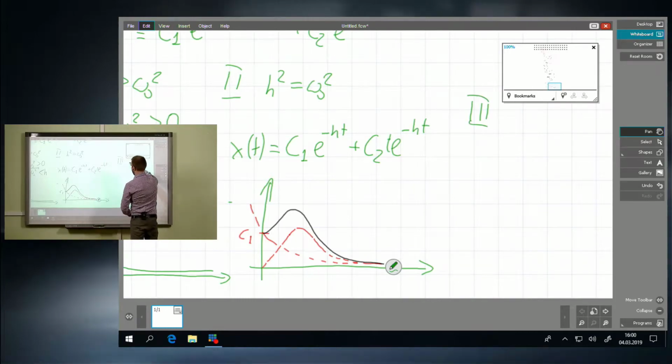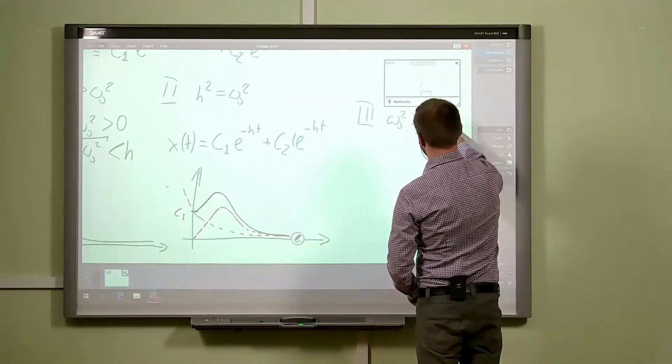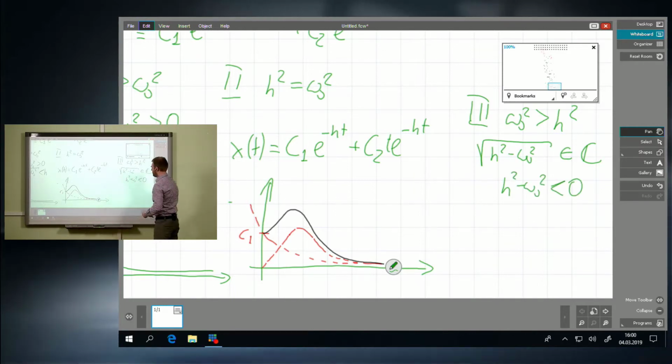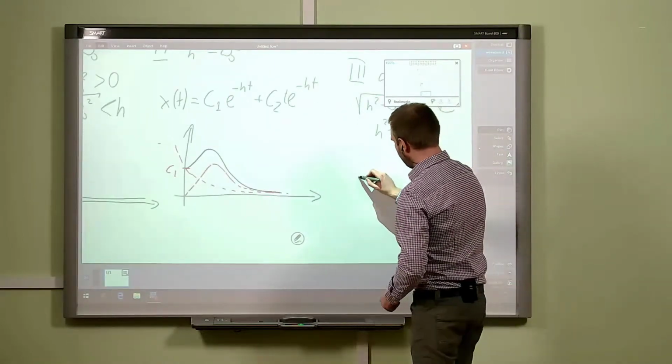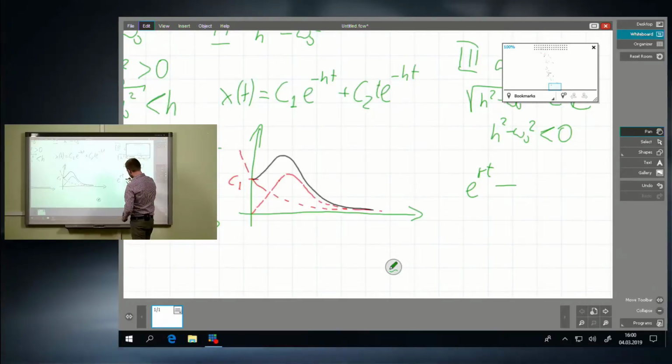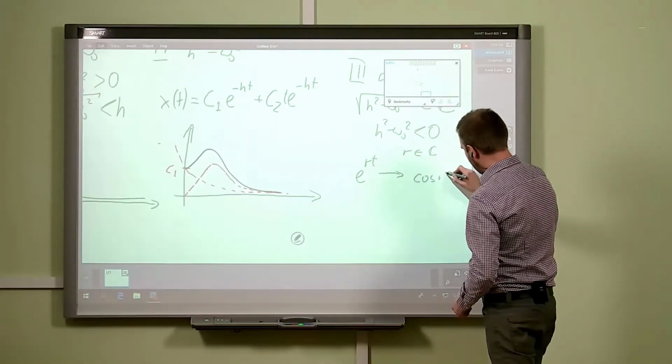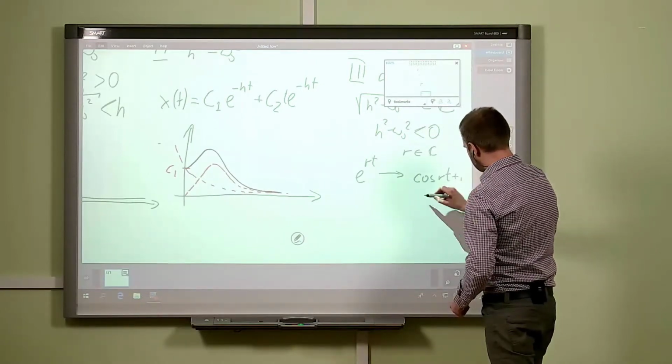And the last case, where omega 0 square is bigger than h square. Then h square minus omega 0 square will be smaller than 0, so it will be an element from the complex numbers. And then we are able to change the form of r from the complex number. We are able to change the form of e to the rt to the form of a linear combination of cosine rt and sine rt.